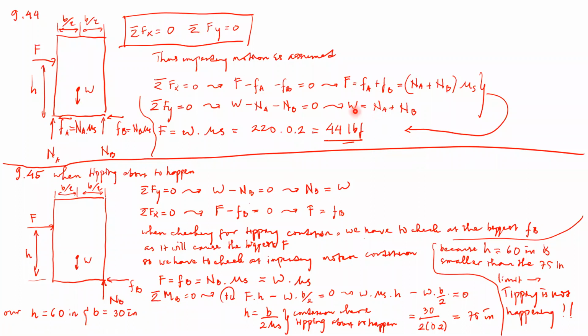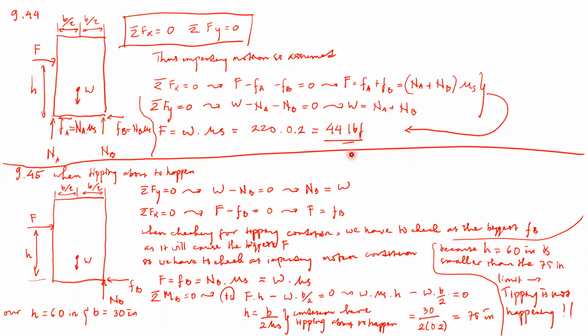And remember, from the second equation, we know that W is equal to Na plus Nb. That's why we can replace this with W. So our final equation is F equal to W multiplied by mu s, because Na plus Nb is equal to W. Our W value is 220 pound force multiplied by mu s of 0.2, and this is what we got: 44 lbf, 44 pound force.